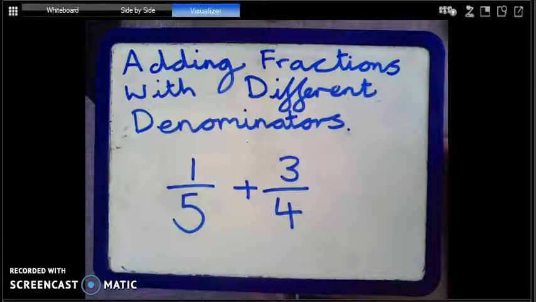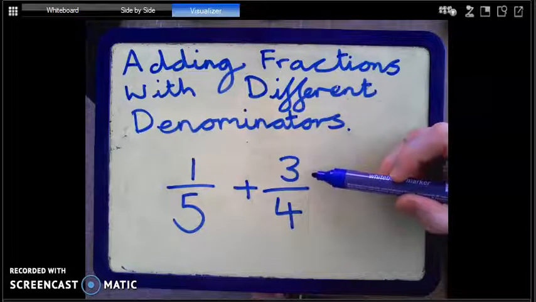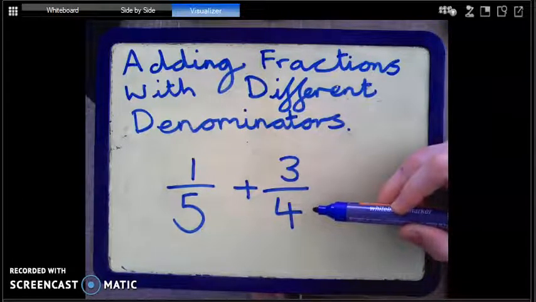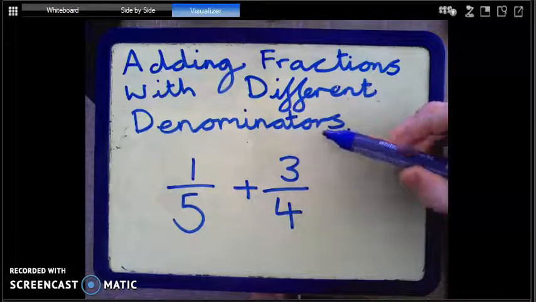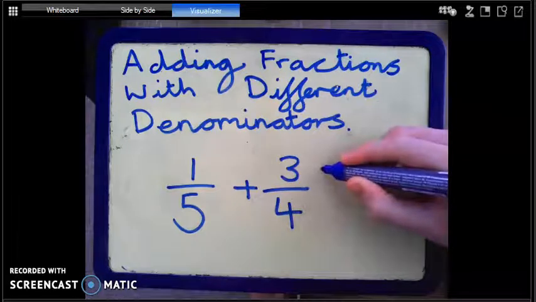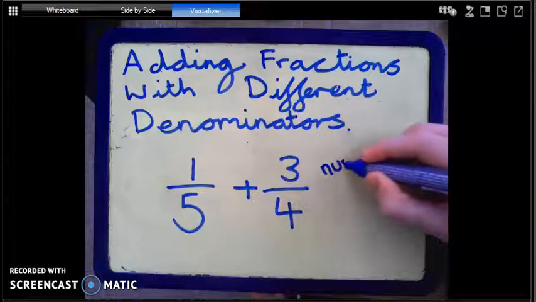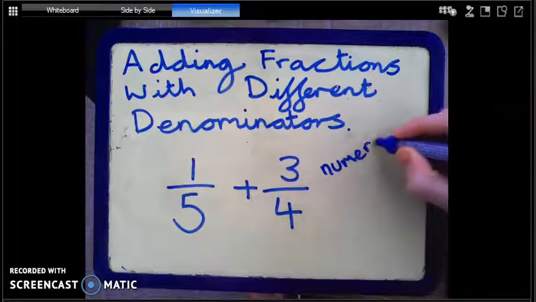We probably remember from our previous work on fractions that in a fraction we have two numbers, a top number and a bottom number. The bottom number in a fraction is the denominator. The name for the top number is the numerator.